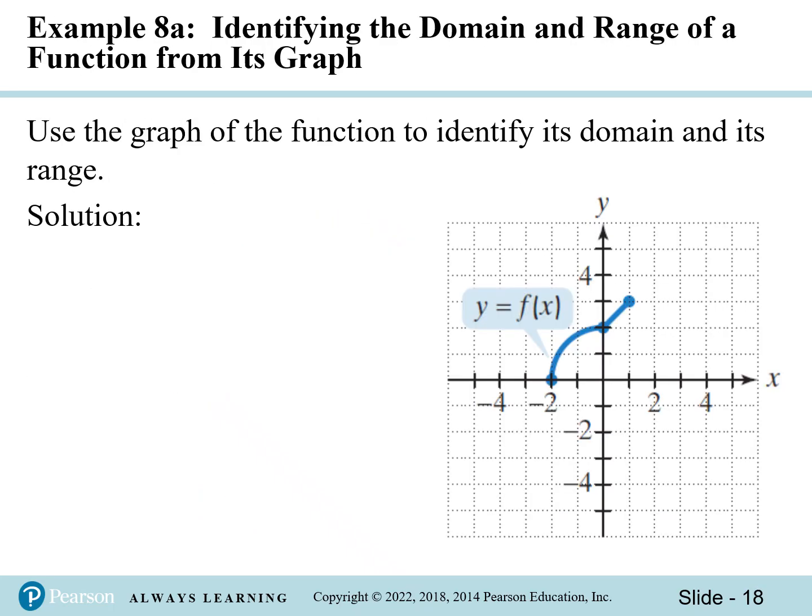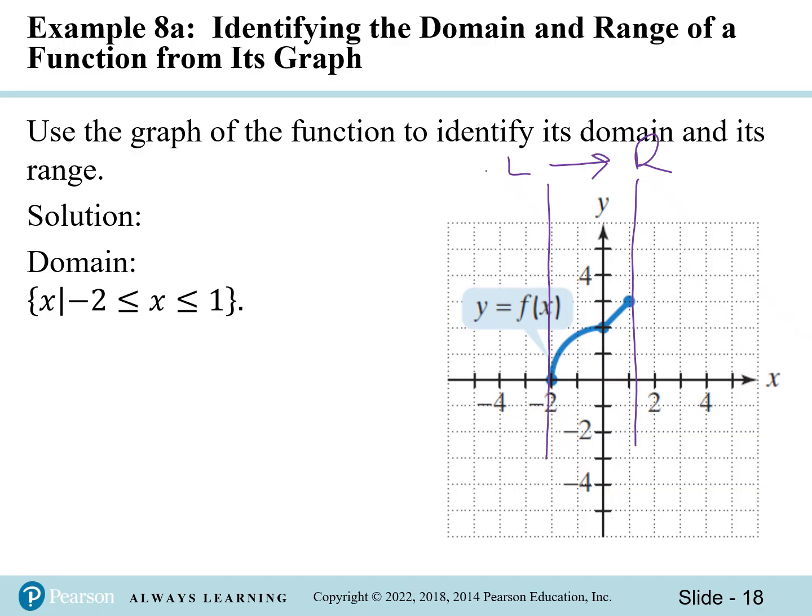So for 8a, identify the domain and range of this graph. Use the graph of the function to identify its domain and its range. So first we're going to find the domain. The domain, I'm looking at the x values. So I'm going to look from here to here, and I'm going from left to right. My first x value is -2. My last value is 1. So I have all the x values between -2 and 1, and this is set builder notation.